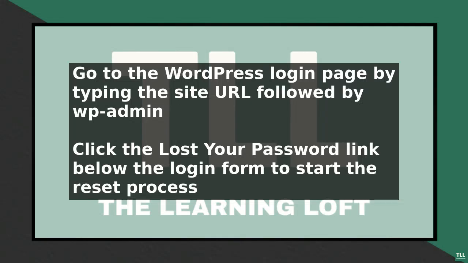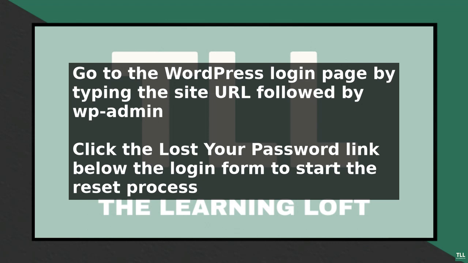To reset your WordPress password, start by going to the login page of your WordPress site. You can do this by typing the URL of your site followed by wp-admin, such as example.com/wp-admin. Click on the Lost Your Password link below the login form. Enter the username or email address associated with your WordPress account and click Get New Password.